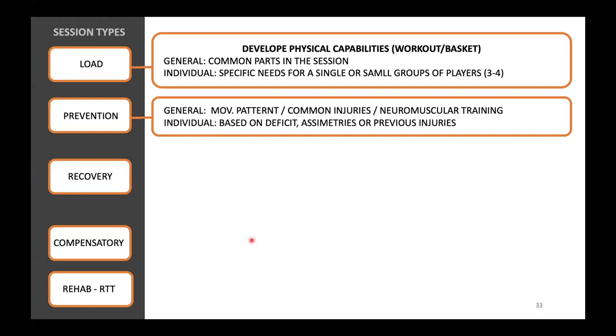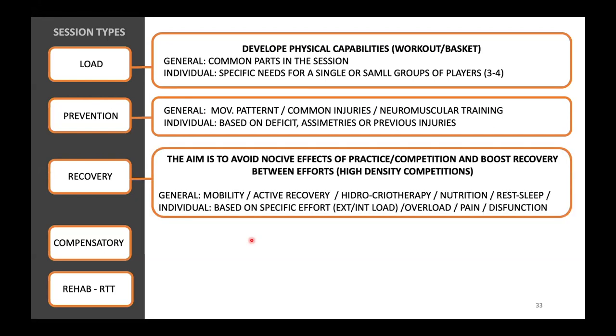In prevention, we have in practice two types of prevention programs: one specific on a sport basis and for all the players, and another based on the characteristics of the players. This is individual. In recovery, the aim is to avoid noxious effects of practice and competition and boost recovery between efforts, especially in high density competition. The general plans include mobility, active recovery, hydro or cryotherapy, nutrition, rest, sleep. And the individual is based on specific signs for external and internal load, overload, pain, or dysfunction.